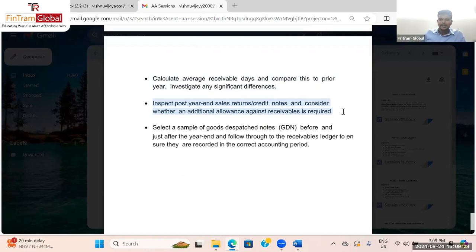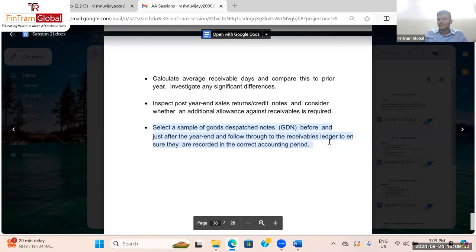So this is a different one, as in instead of looking into the goods dispatch note or anything, what we can do is check if there were any goods returned, right? Are those adjusted for or not? That's basically what we're trying to verify here, okay? And finally, select a sample of goods dispatch notes before and just after year-end and follow them through to the receivables ledger to ensure that they are recorded in the correct period as well.